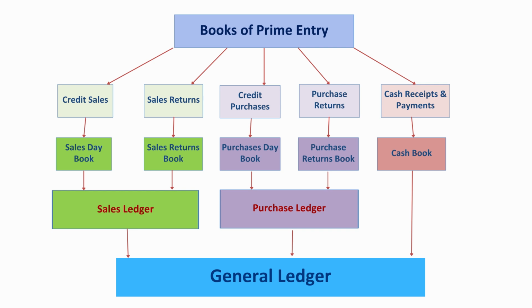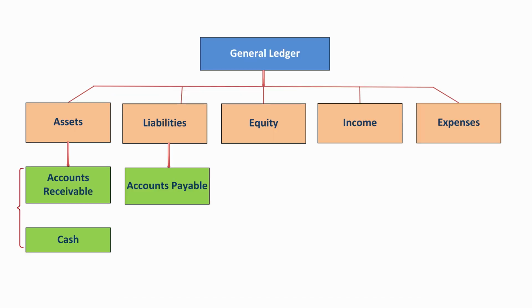Now that we've looked at the daybooks or books of prime entry, such as the sales daybook, purchases daybook, and the cash book, we're ready to move into the next stage of bookkeeping, the general ledger. This is where transactions are summarized and categorized to show the financial position of the business. The general ledger is the central record of all financial transactions.